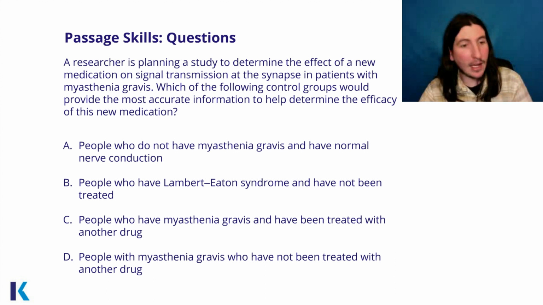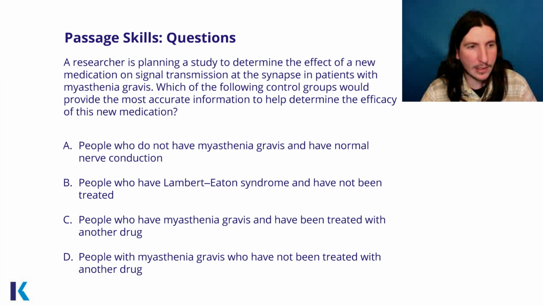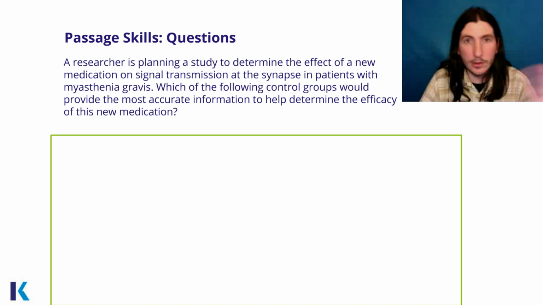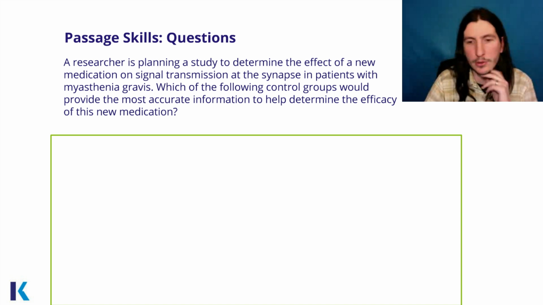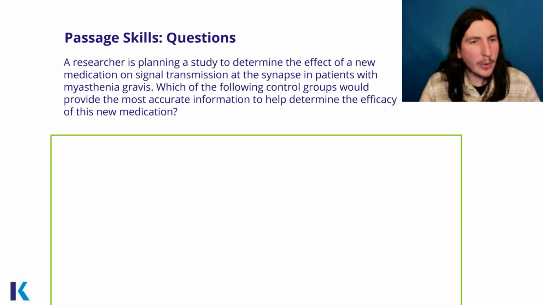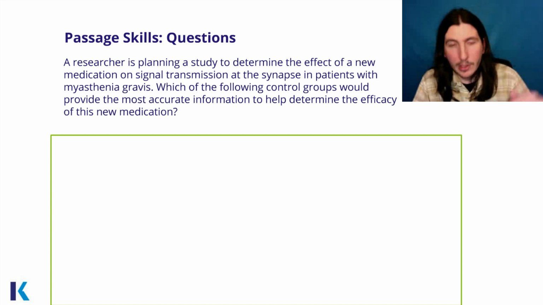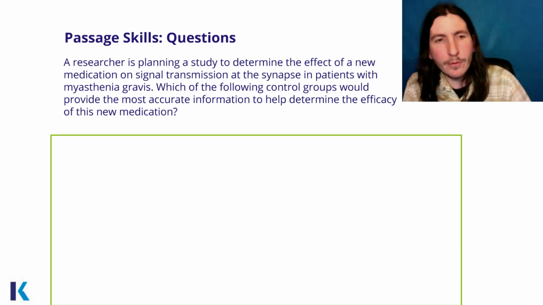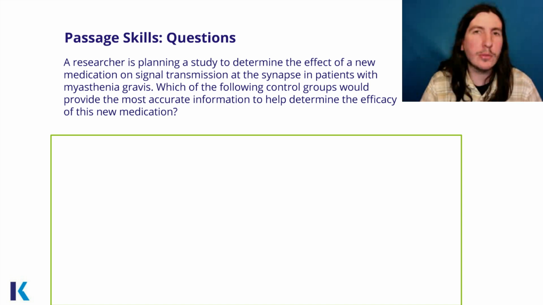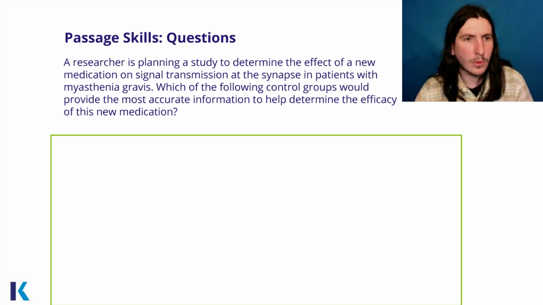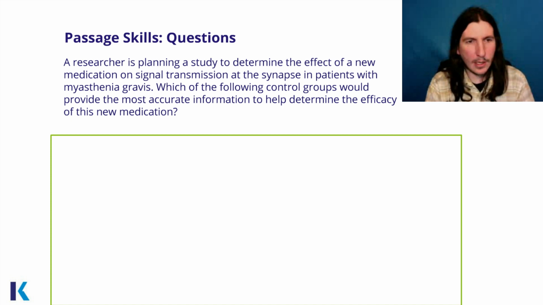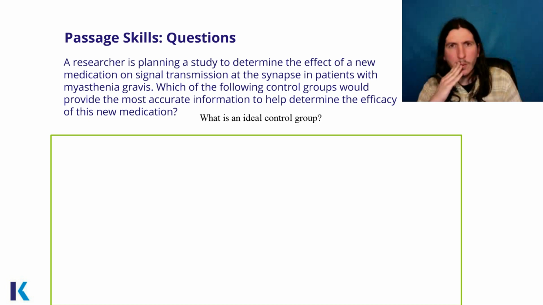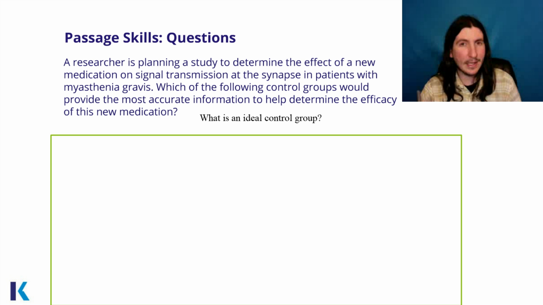So that said, I see people who related to our diseases, and I'm going to do the thing that I said I should have done before. That goes away. The answer choices, you get the pattern, and then you're done reading them until you have a thought up here for what the right answer should be. Which of the following control groups, notice where I'm starting and reading this question. Which of the following control groups would provide the most accurate information to help determine the efficacy of this new medication? What is an ideal control group? That's what this question is asking. What does a control group look like in comparison to your experimental group?